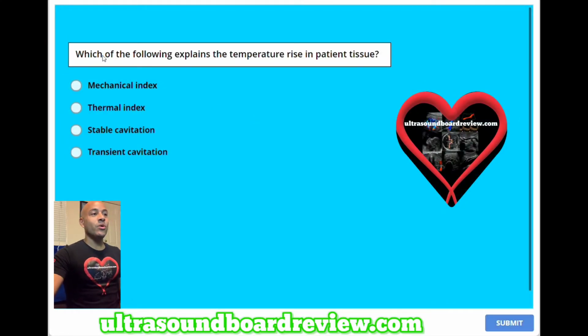Question number 15. Which of the following explains the temperature rise in patient tissue? A, mechanical index, B, thermal index, C, stable cavitation, or D, transient cavitation? The answer is B, thermal index, or TI.